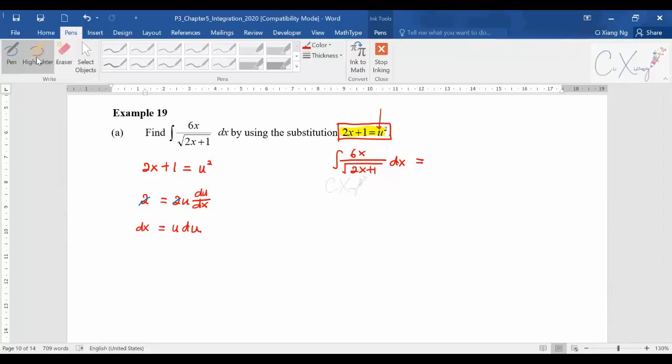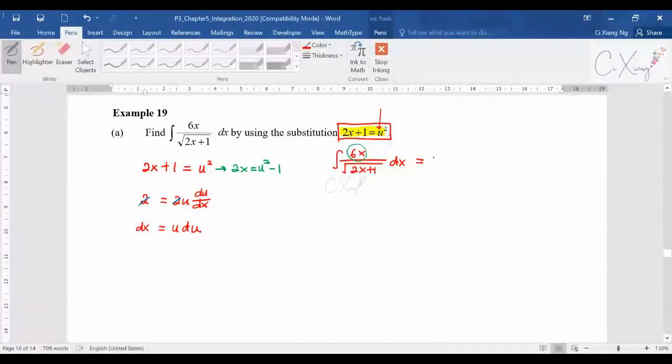First we will look at this 6x. For 6x, I will focus here. For this equation, you can write it as 2x, which equals u squared minus 1.